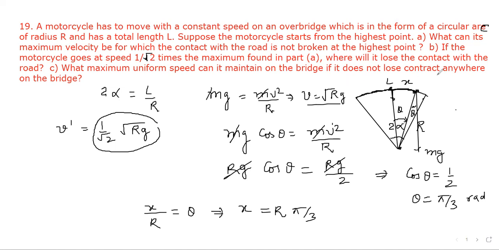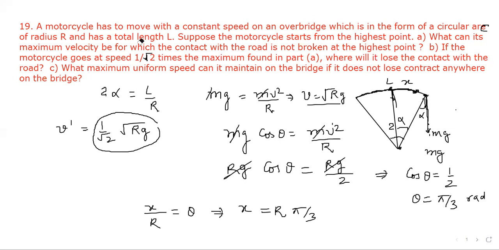Let's go to the third part. The third part says: what maximum uniform speed can it maintain on the bridge if it does not lose contact anywhere on the bridge? So it will reach till this point. So let's consider the situation. Now, we can say that the motorcycle reaches up to this point. So weight mg will act in this direction. This angle will be alpha. This angle will be alpha because these two lines are parallel.